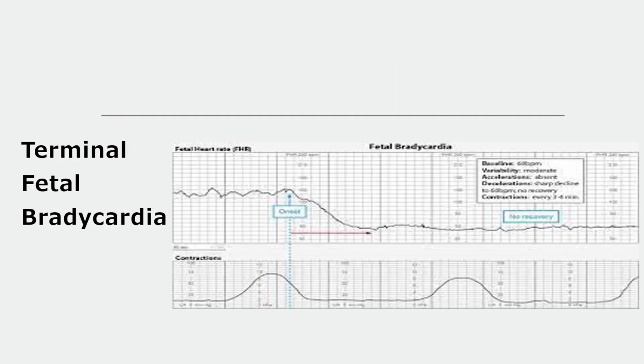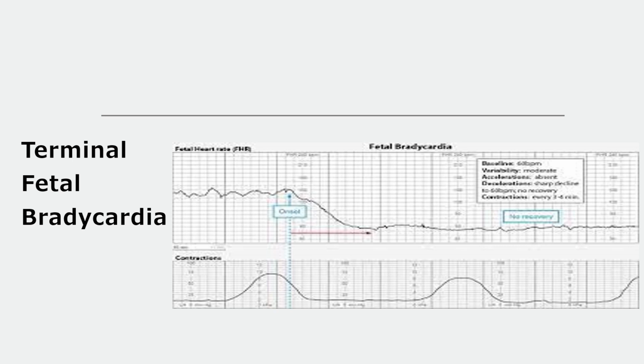Okay, and this is showing you some terminal bradycardia. This patient will get a crash C-section. Some kind of insult occurred. She either had a prolapsed cord or she's having a seizure. Something is going on that's causing the baby to have a decel like this.